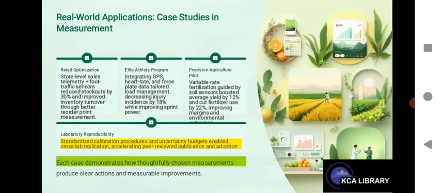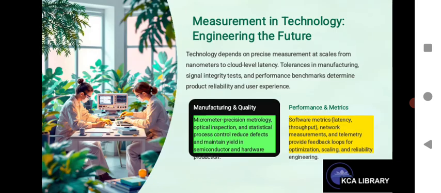All right, let's look at measurement in technology. Technology is not left out. Technology depends on accurate measurement that scales from nanometers to cloud-level latency. Tolerances in manufacturing, signal integrity tests, and performance benchmarks determine product reliability and user experience. There are also software metrics, where technologists talk about latency and throughput. They also measure network and telemetry to provide feedback loops for optimization, scaling, and reliability.